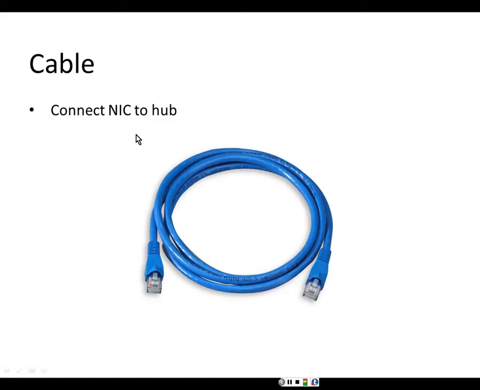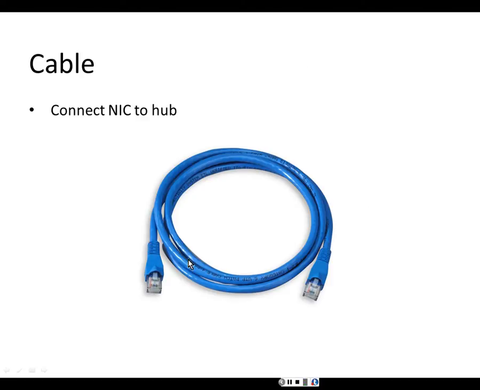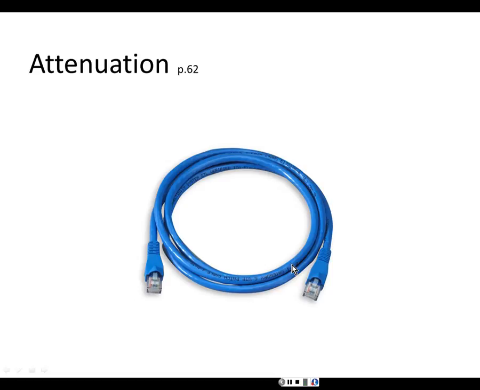Now, the maximum distance that you can have between one device and another when we're using a standard Ethernet cable is 100 meters. Well, what if it's more than 100 meters? Well, that's a problem. Page 62 discusses attenuation, and attenuation means the farther a signal goes, the weaker it gets, and it gets weaker and weaker until the receiving computer cannot make sense of it at all. So if we're under 100 meters, we're okay.